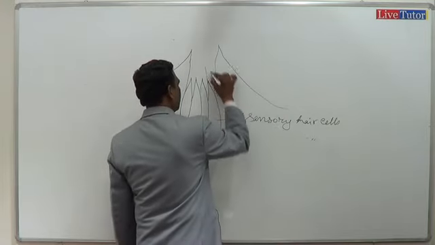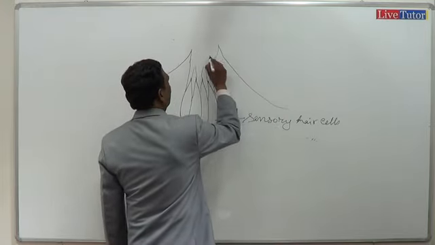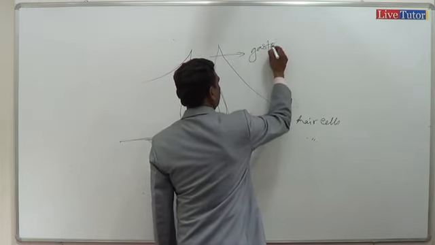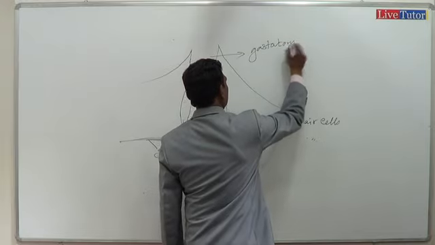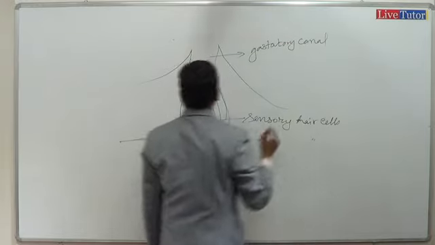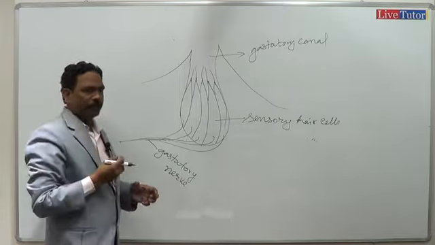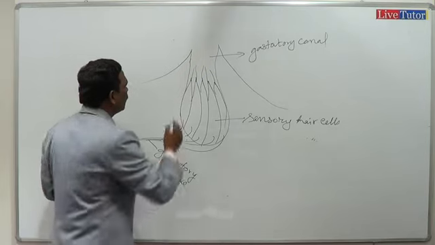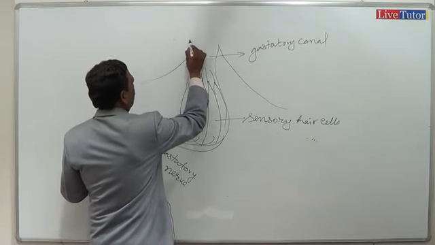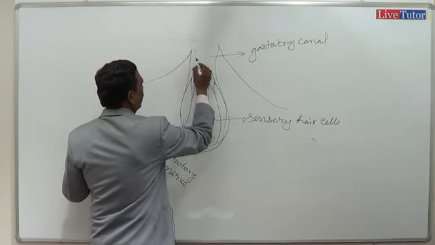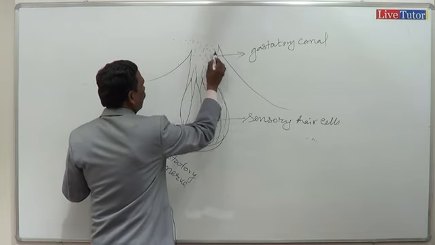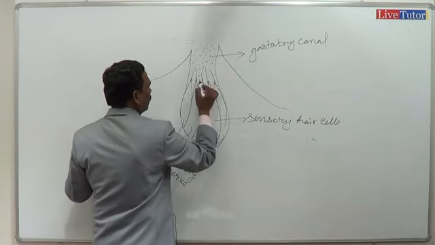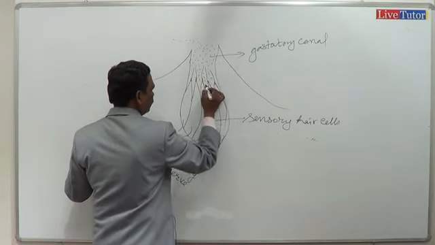These are the sensory hair. This is a gustatory canal. So we'll take the food. Food is mixed with the saliva with the help of the tongue and teeth. Then the dissolved food enters inside the taste bud through the gustatory canal, the main canal pore.